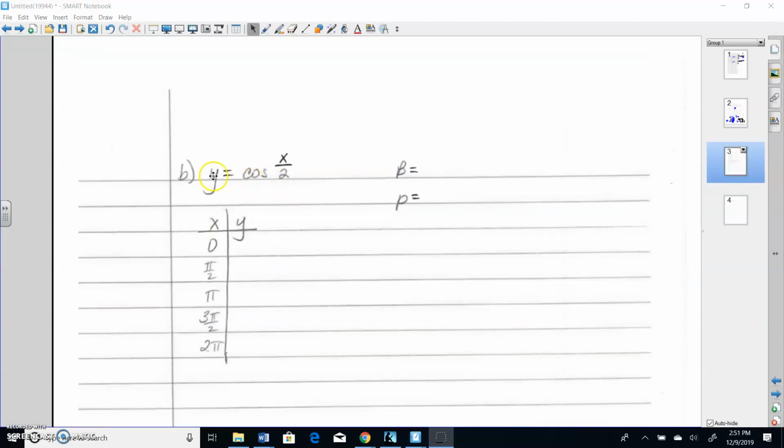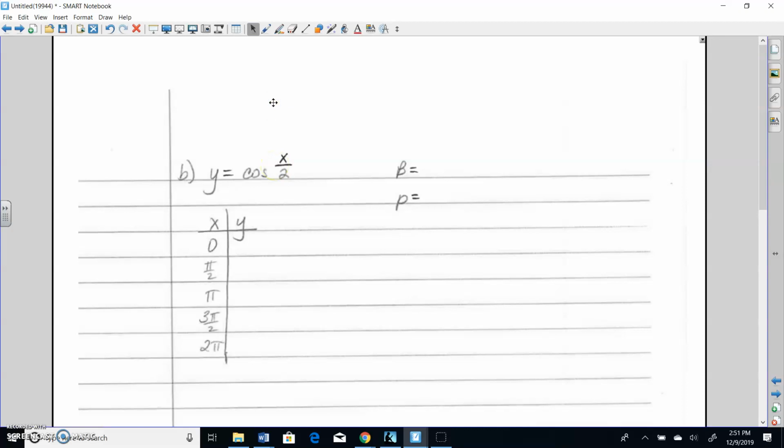For this equation, it is y equals cosine of x over 2. What's another way we could write this? X divided by 2 is what? 1/2 x. So we could write that as 1/2 x. So b in this case is 1/2. And then to find the period, we always take 2 pi and divide it by whatever b is. So 2 pi divided by 1/2 is going to give us 4 pi.